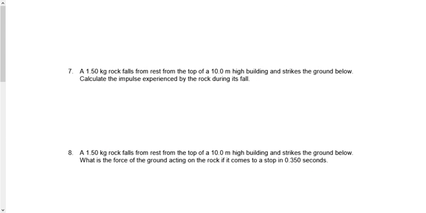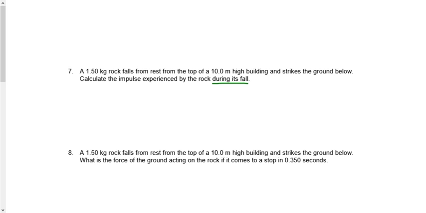It says a 1.5 kilogram rock falls from rest from the top of a 10-meter high building and strikes the ground below. What's the impulse experienced by the rock during its fall? What happens to this rock as it falls? Yeah, good. It accelerates. It speeds up at negative 9.81 meters per second squared. So this is going to gain momentum in the negative direction, which means the impulse here should be negative, right? Because it's gaining momentum in the negative direction.